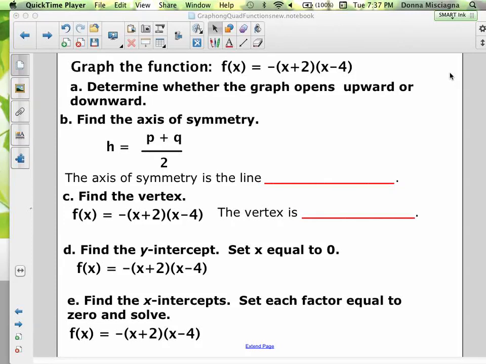Now let's look at intercept form. We're going to graph an intercept form. I think personally this is the easiest format of all. All right, so we're graphing the function f of x equals negative x plus 2 times x minus 4. To determine whether the graph opens upward or downward.